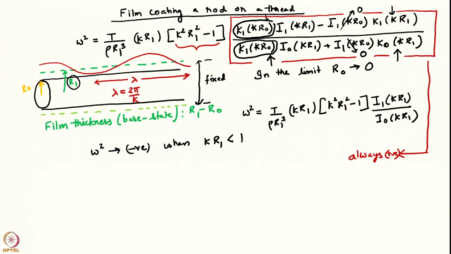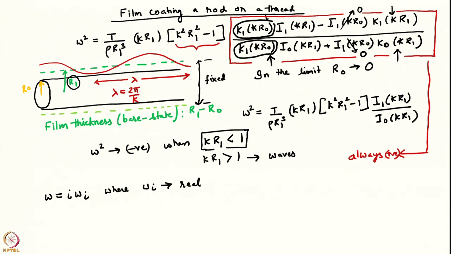Now, of course, for kr1 greater than 1, you get waves or oscillations. So, there is no growth. Let us analyze this a little bit more. We will do exactly what we had done earlier. I am going to substitute omega is equal to i omega I, where omega I is now real. That will introduce a minus omega I square on the left hand side like before, and I am going to reverse this part in red so that it is positive now, because I am looking at this range of kr1 less than 1.